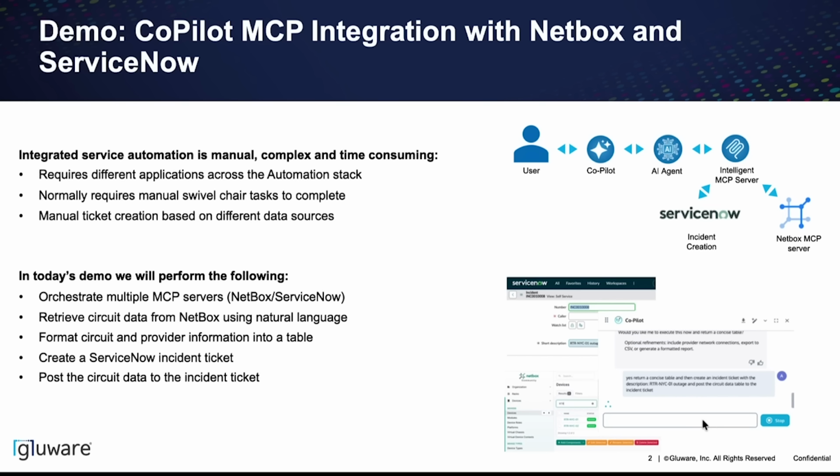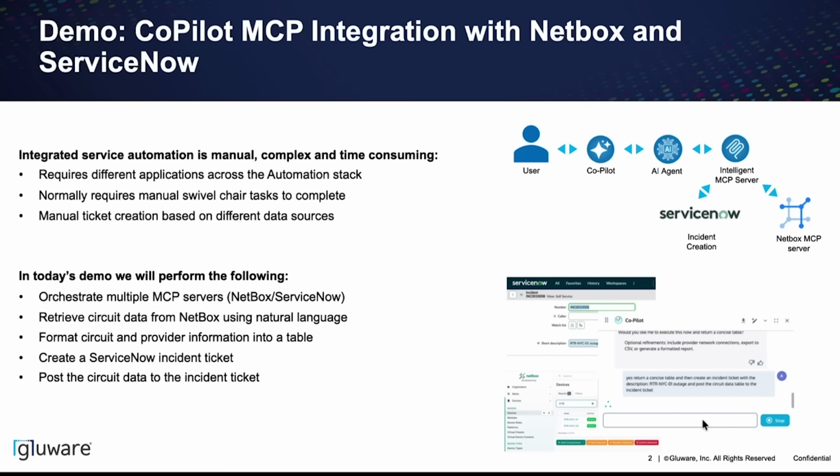In today's demo, we're going to walk through a real-world workflow. We'll orchestrate multiple MCP servers, specifically Netbox and ServiceNow, retrieve circuit data from Netbox using natural language, format that information into a clean table, create a ServiceNow incident ticket, and post the circuit data directly to that ticket, all in a single conversation. No API calls, no custom code, no manual copy and paste.